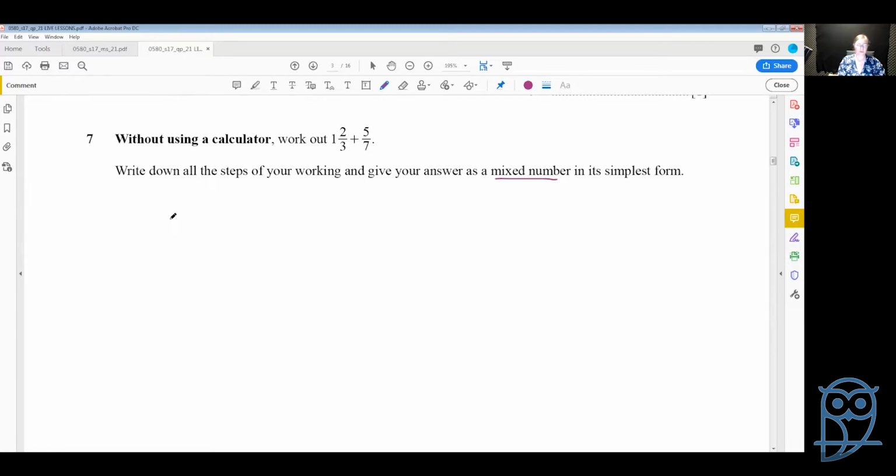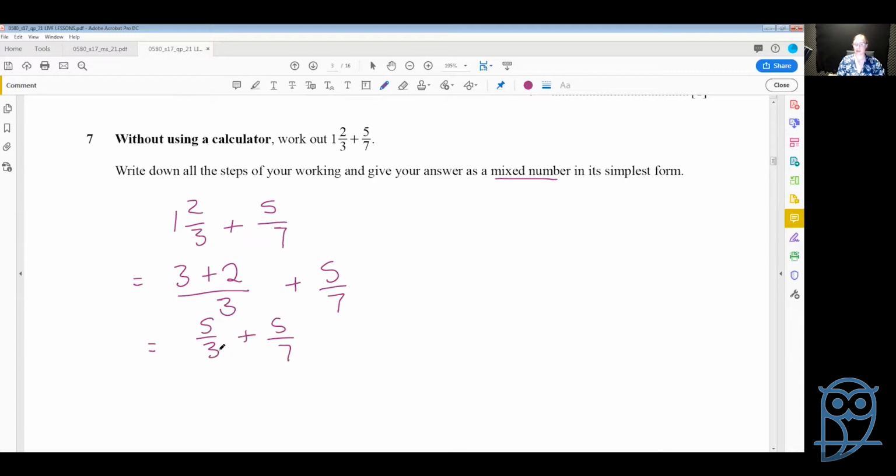So first, we need to get this number into something we can actually work with. So here we've got a mixed number. We need to make this into an improper fraction. So 1 times 3 gives us 3. And then we have 2, so that gives us 5 over 3. And we have 5 over 7. So this is going to give us 5 over 3 and 5 over 7.